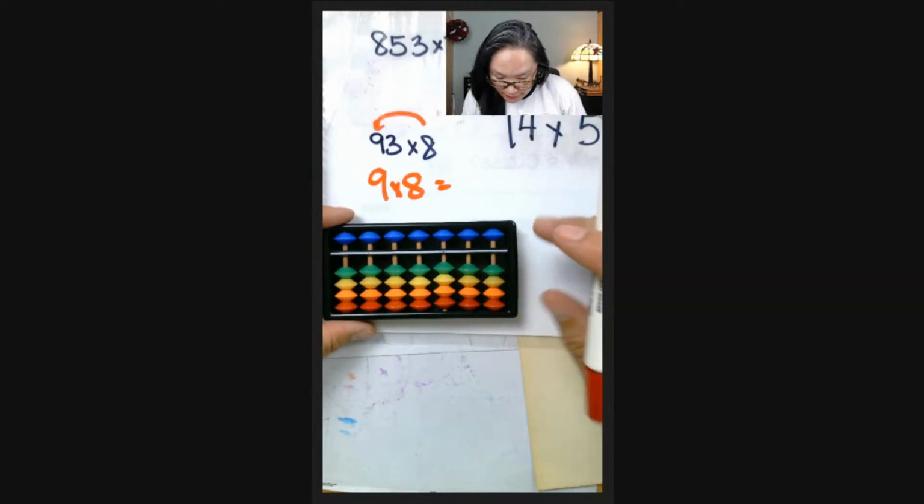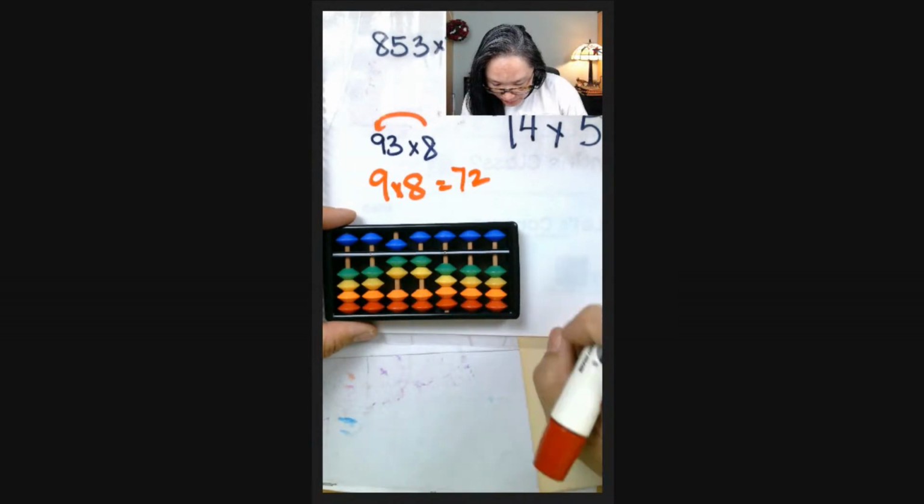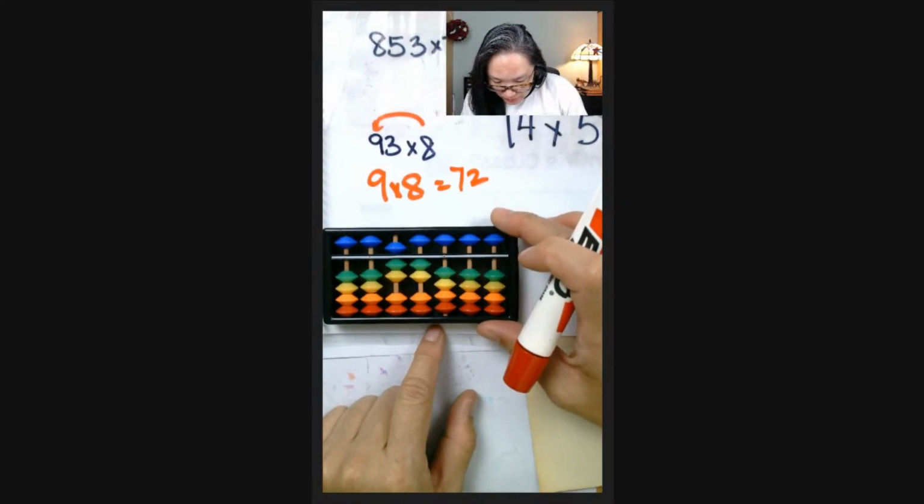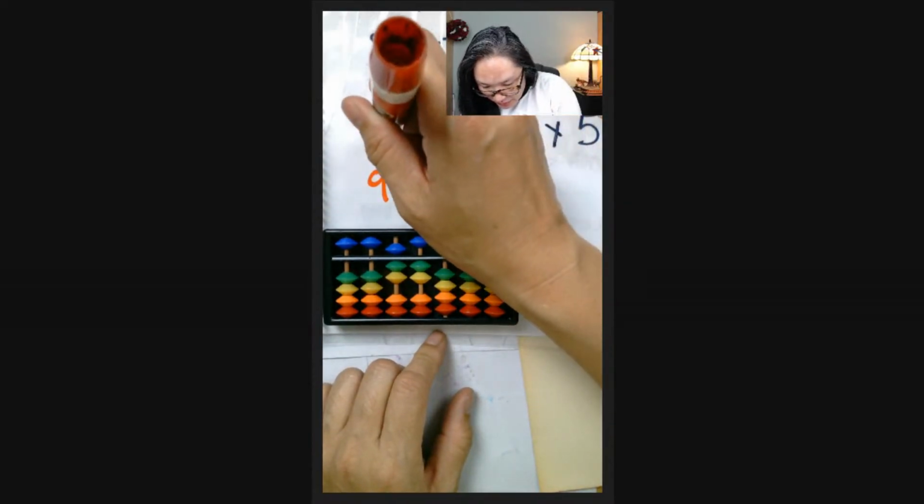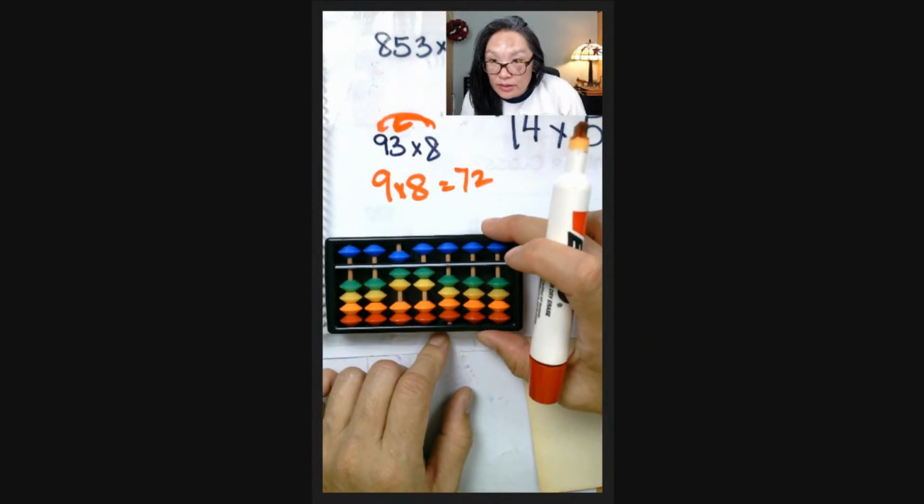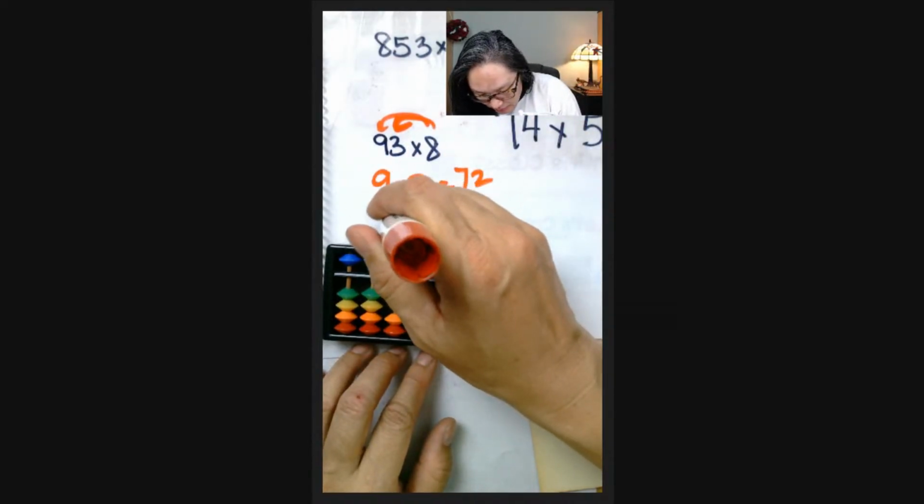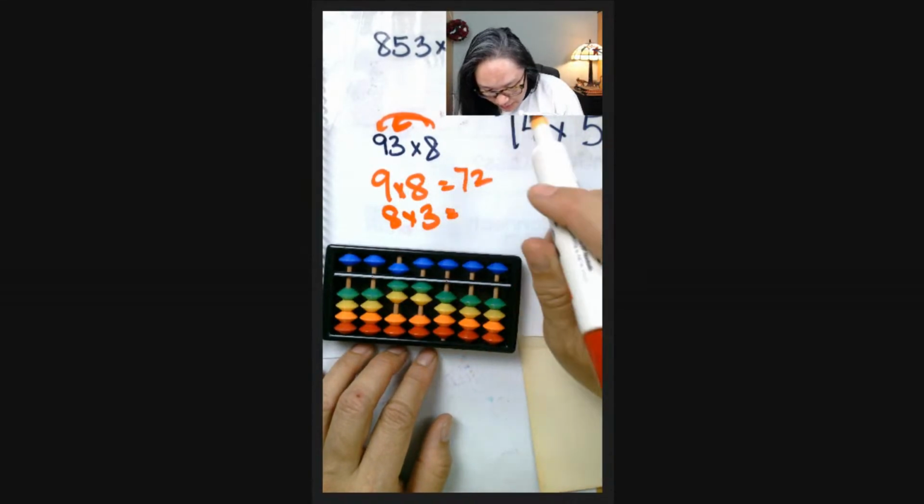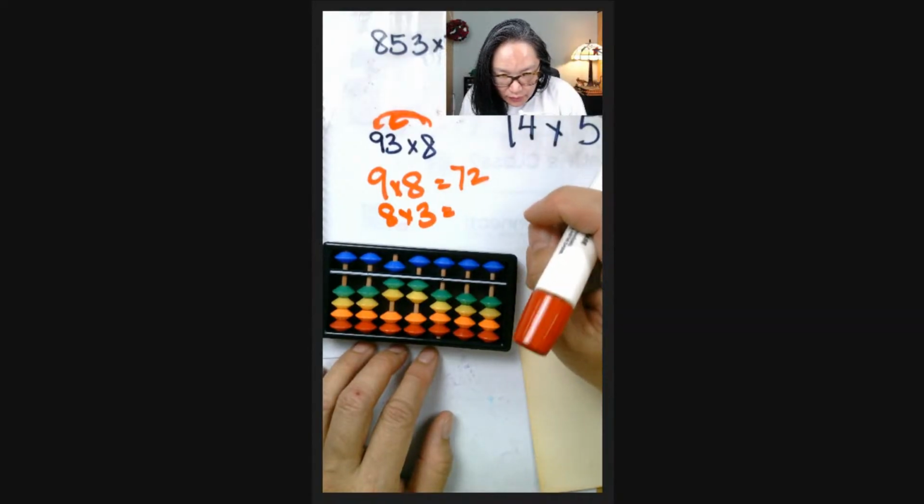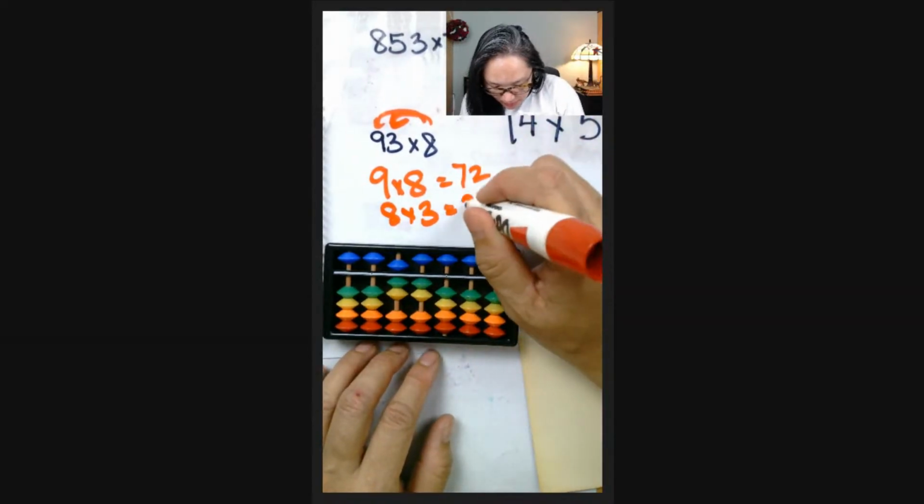Yes, 72. So I have my 7, right? And I had my 2. And then what do I do? Then I do 8 times 3. Thank you, Coco. So 8 times 3 is equal to what? 24? Thank you.